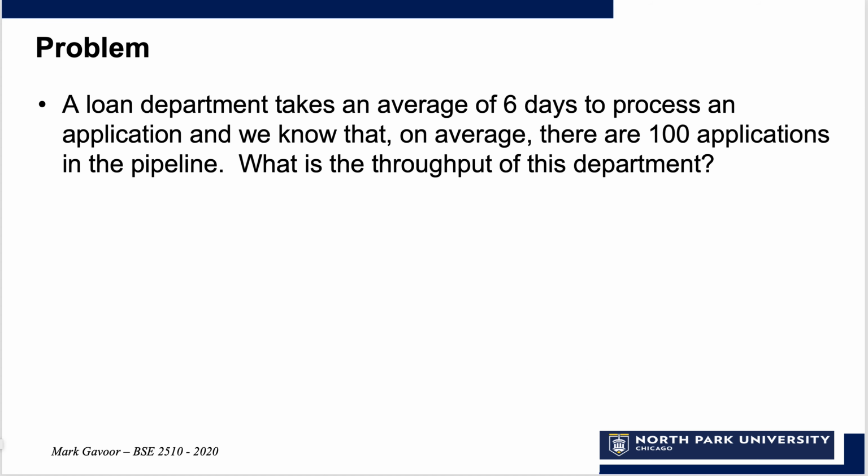Let's have another problem. A loan department takes an average of 6 days to process an application. And we know that, on average, there are 100 applications in the pipeline. What is the throughput of this department? Well, I know we're looking for throughput. Throughput is R, so R equals WIP divided by T. So we must know what WIP and T are in this problem. Again, pause it, solve it, and come and look at the answer.